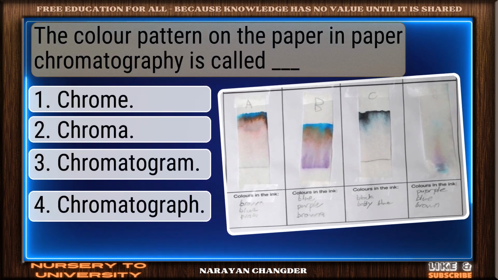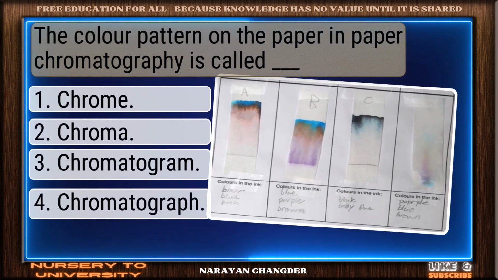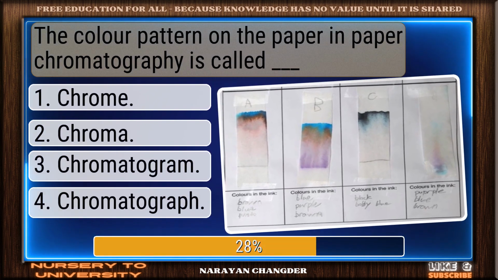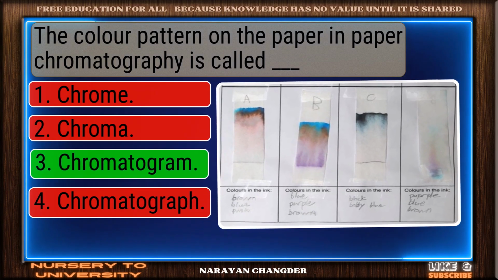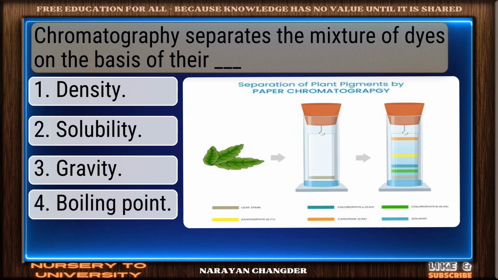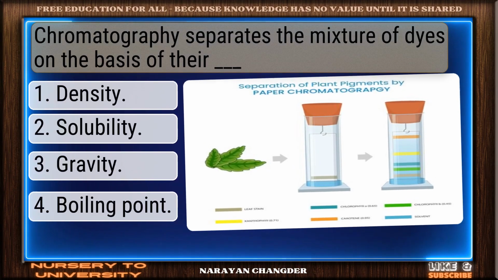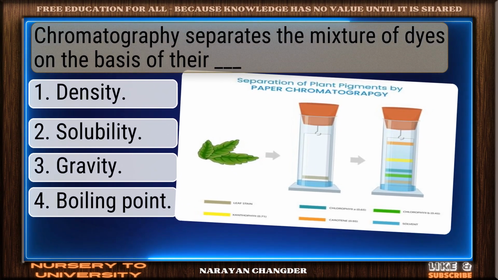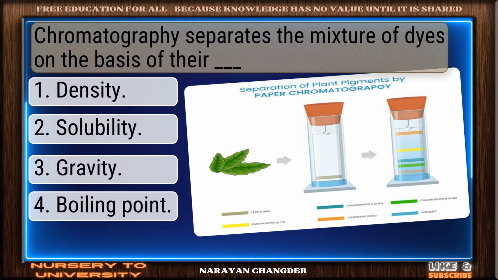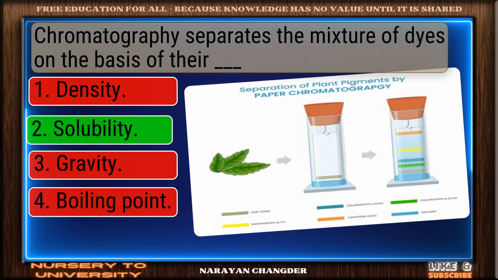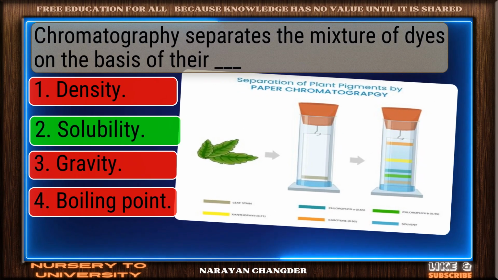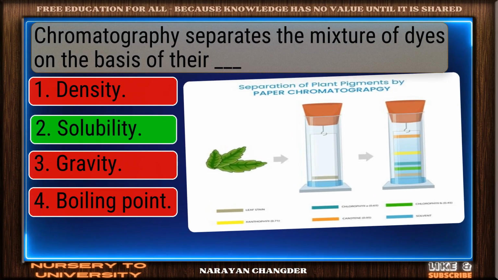The color pattern on the paper in paper chromatography is called dash. Smart move. Chromatogram is an accurate answer. Chromatography separates the mixture of dyes on the basis of their dash. Clear logic. Your choice, solubility, is sound and 100% true.